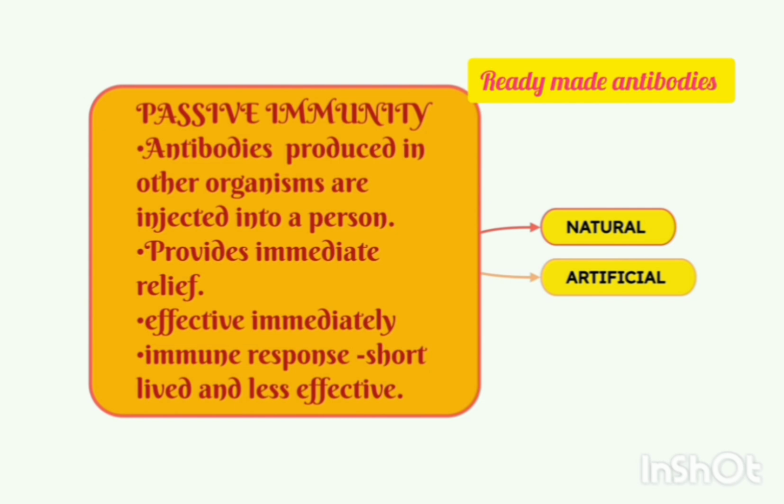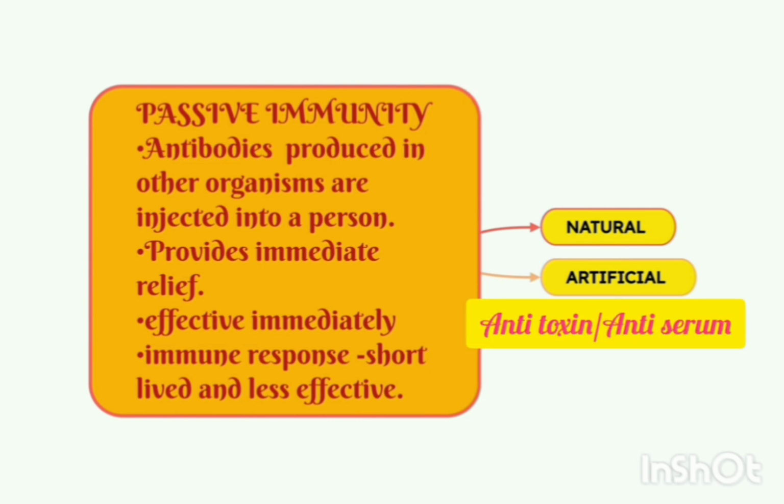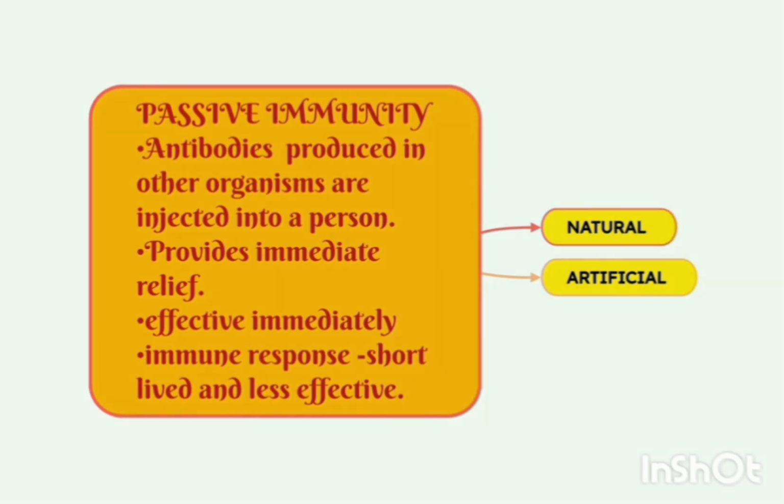If we talk about natural passive immunity, here ready-made antibodies, say immunoglobulin G, are provided by the mother to her fetus through the placenta, while during breastfeeding, the initial stage of milk called colostrum is rich in immunoglobulin A. Now, artificial passive immunity is because of ready-made antibodies that are administered, as in case of snake bites or anti-tetanus toxin against tetanus. So, this is all about acquired immunity from my side.